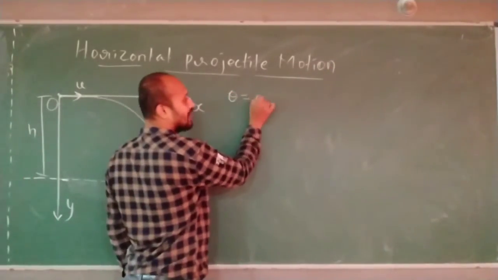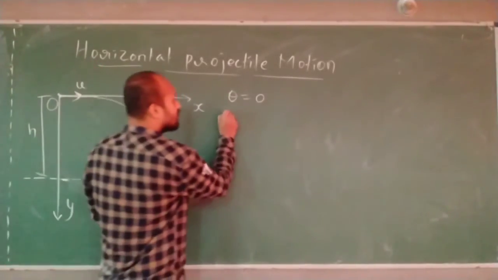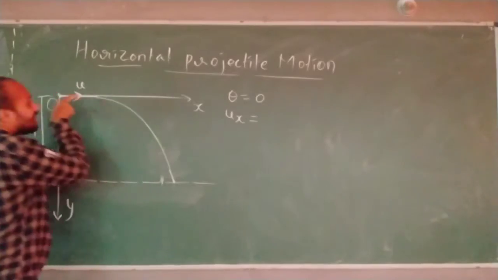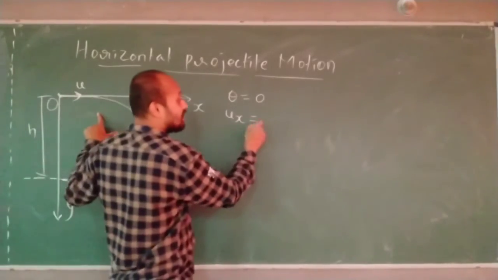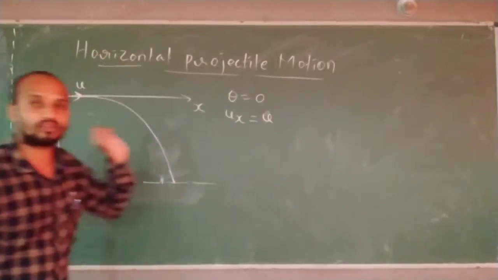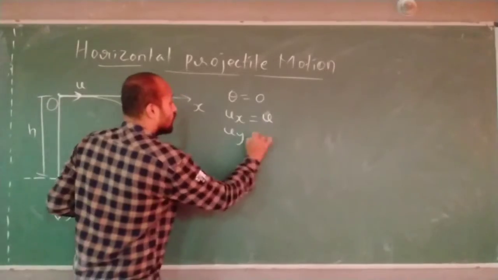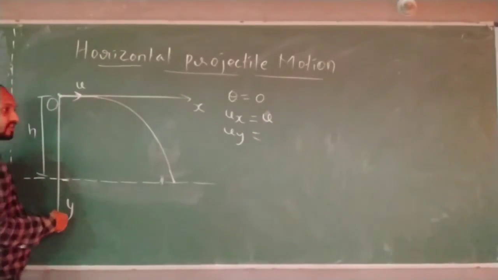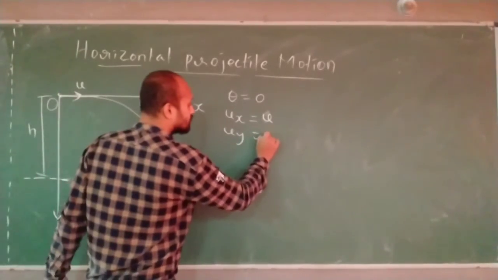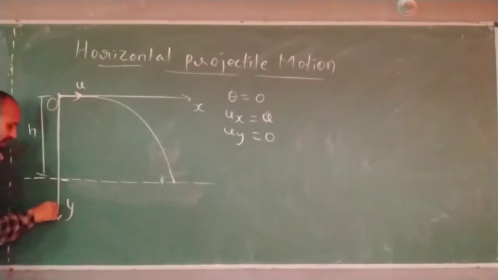Angle of projection will become 0. That is the first condition. Velocity along the x-axis, the initial velocity, will be equal to u only, whatever you are throwing. Correct now? Velocity along the y-axis, how much is it? 0. See, I am taking the y-axis as downward positive.